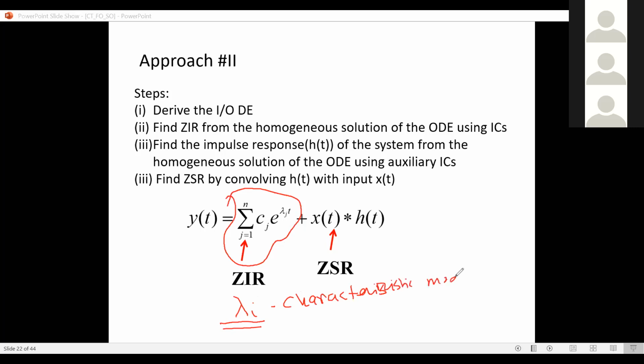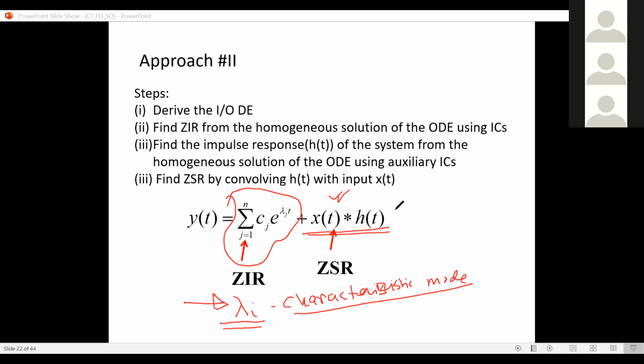Characteristic mode, okay? It will contain, for example, all the elements involved in your network, which by some means or other will be migrated to this mode, okay? Now we have our ZIR, ZSR. ZSR is due to the input x(t), but that ZSR can be calculated in different ways, either by solving the differential equation or by using convolution, okay?